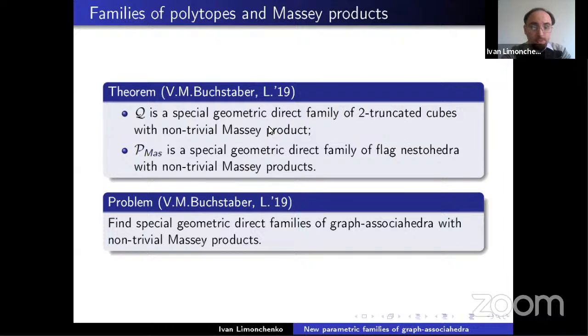And so this theorem enabled us to state the following problem. Find special geometric direct families of graph-associahedra with non-trivial Massey products. So is it possible to make the same statement for graph-associahedra?